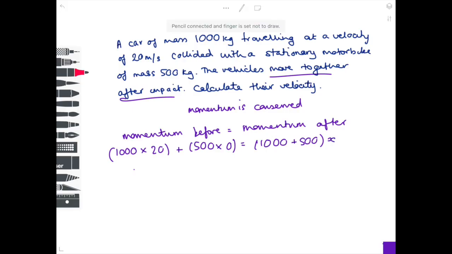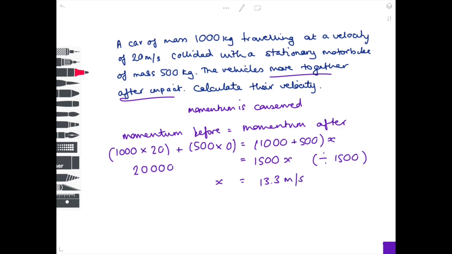So let's start sorting this all out. So that will become 20,000. 500 times 0 is 0, and that becomes 1,500x. To get the x by itself, we divide both sides by 1,500. So x is 13.3 meters per second, so that's the velocity with which they move off at.